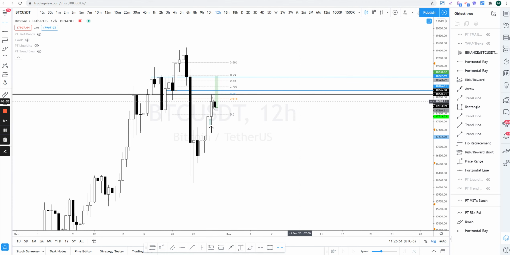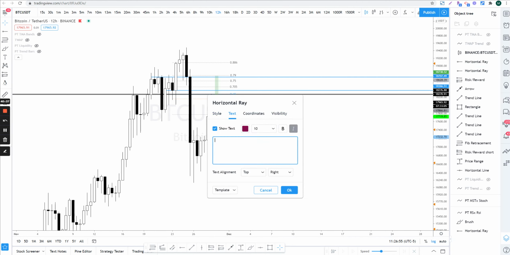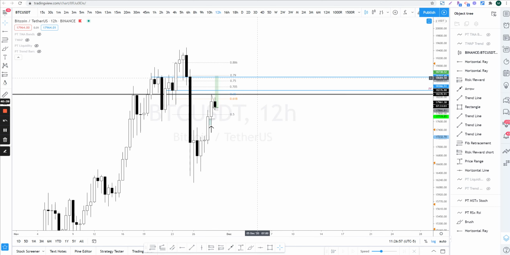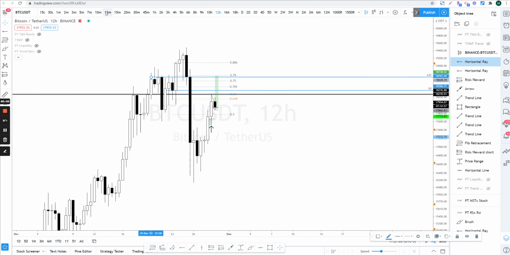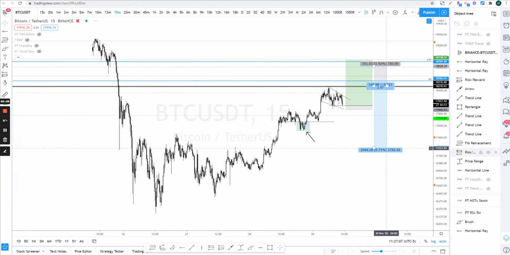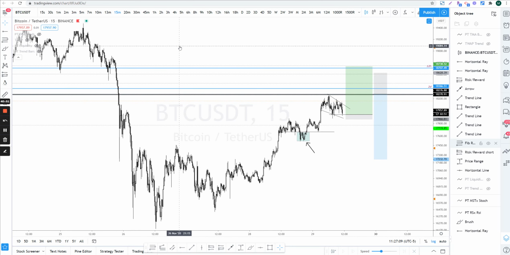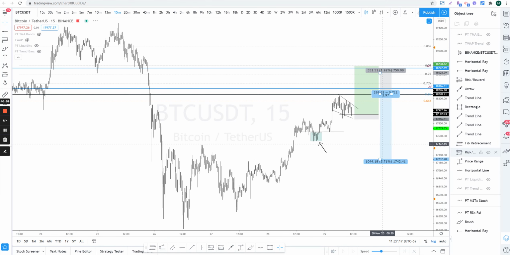I'm gonna mark this down because I'm gonna forget. 2-day, 12-hour, 15-minute. Go back to your 15-minute. That's how you'll play it, man. Put the fibs so you see them. Get rid of the 0.5 because you don't need it. Get rid of the 0.6. No, you need the 0.6, but that's how you'll play it.